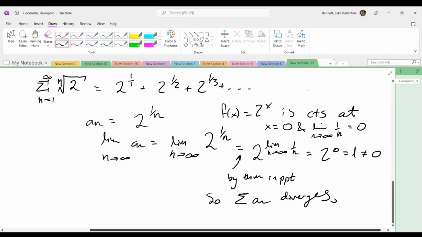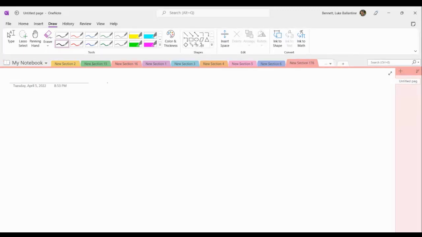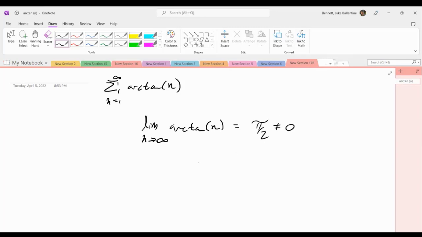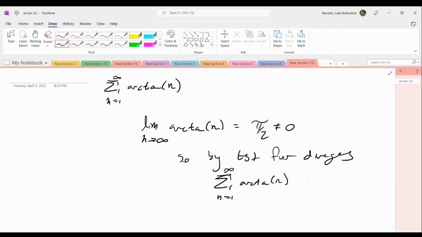Okay. Here's an easy one, if you know your trigonometry: arctangent of n. So we'll just do the limit as n goes to infinity of arctangent of n. And we know this is pi over 2, which is non-zero. So by the test for divergence, the sum n equals 1 to infinity of arctan of n diverges.